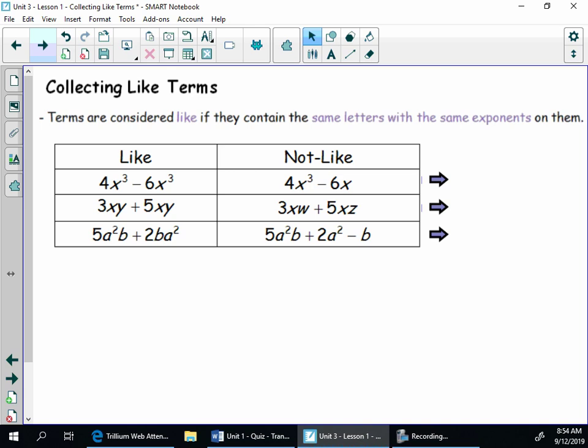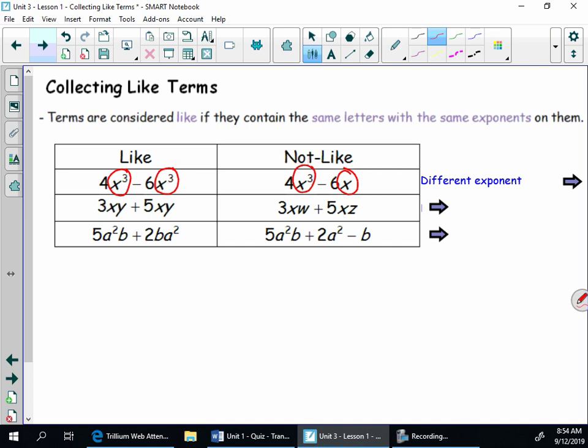When you're looking at letters, what you have to look for is, do they have the same letter? And if so, do they have the same exponent? Because if that's true, then they are like terms. So for instance, x cubed is the same as x cubed. X to the power of 3 and x to the power of 3. Those are the same. Both x's, they both have 3's on them. But over here, x to the 3 and x are actually different. Why are they different? They have different exponents. Those are not like terms.